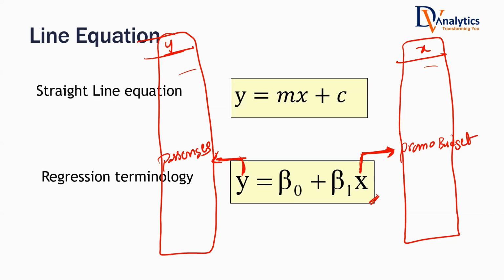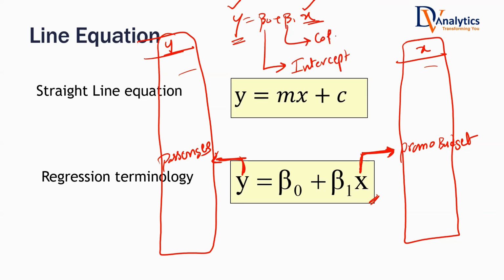So you have promotional budget data, you have passengers data. So in this regression line, y equal to beta naught plus beta 1 x, X data, you have it. Y data, you have it. That means all that you need to find out to complete this regression line: beta naught, which is known as intercept, and beta 1, which is known as coefficient of x. What is x here? In our case, x is promotional budget.